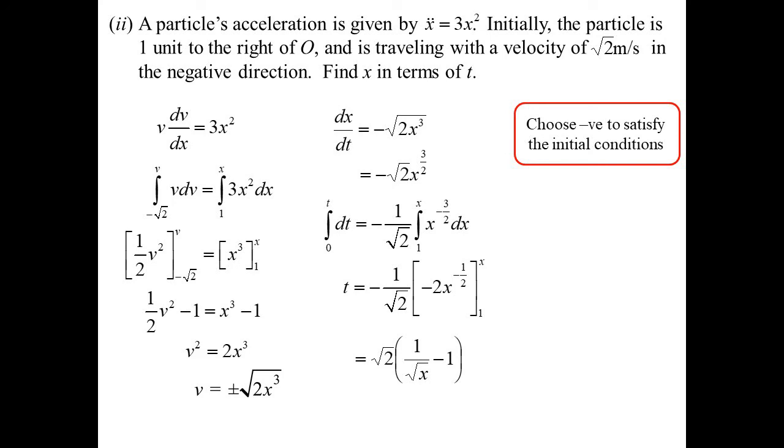Because look what the question said: find x in terms of t. We have t in terms of x. All right, let's make x the subject. So t plus root 2 will be root 2 on root x, so 2 on x will be t plus root 2 squared. x is 2 on t plus root 2 all squared.